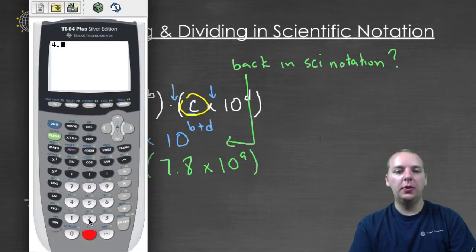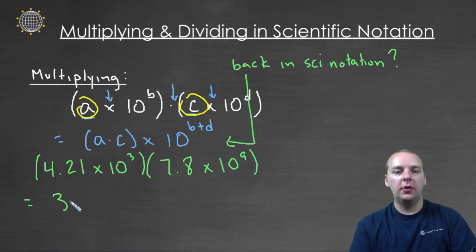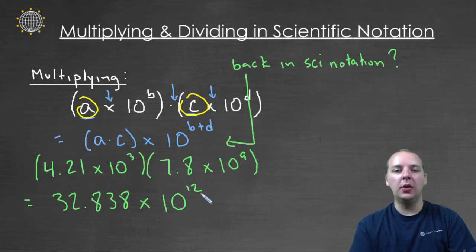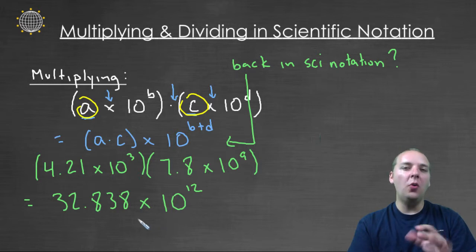4.21 times 7.8. So our leading number would be 32.838. Now I know that's not exactly correct as a final answer, and we'll fix this number in just a minute to make it 3.2838. The tens will be 10 to the third times 10 to the ninth, which makes 10 to the 12th. And this is almost your answer.